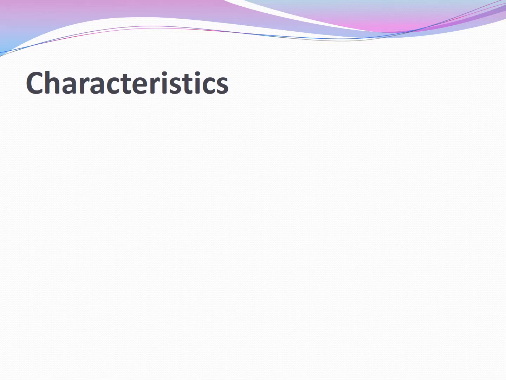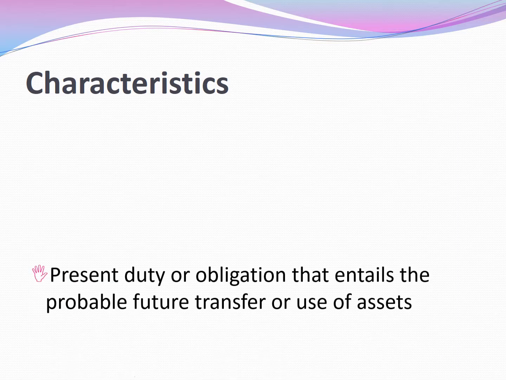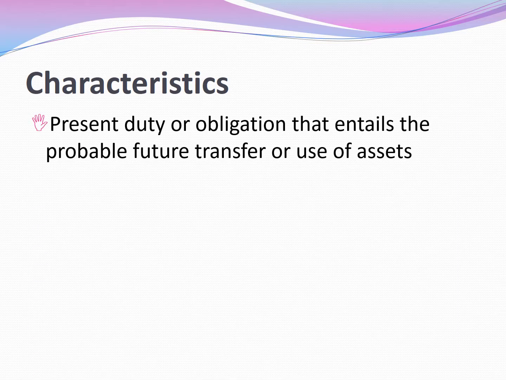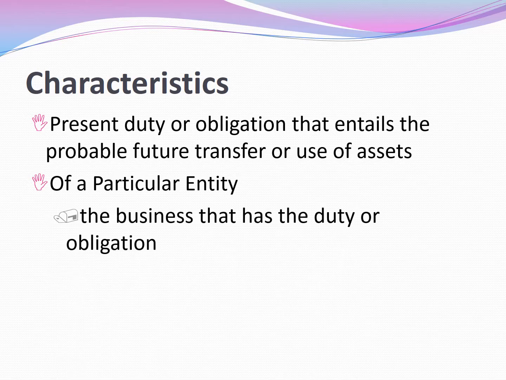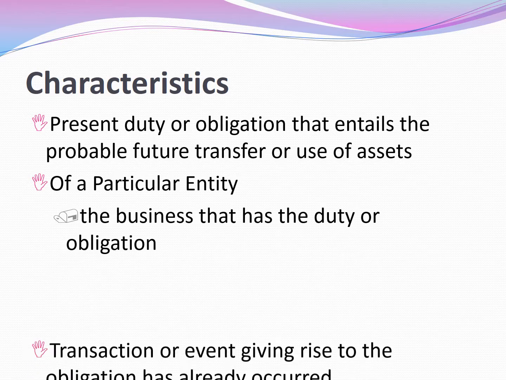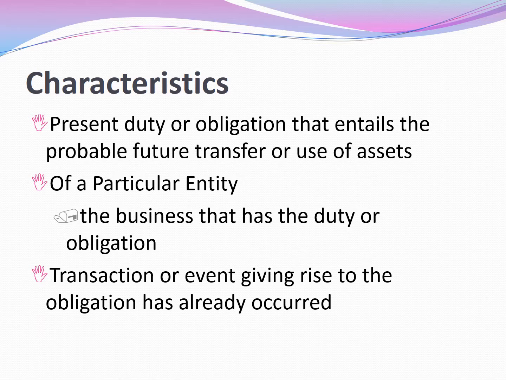Liabilities are characterized by the following. They are a present duty or obligation that entails the probable future transfer or use of assets. They are related to a particular entity, which is the business that has the duty or obligation. And the transaction or event giving rise to the obligation has already occurred.